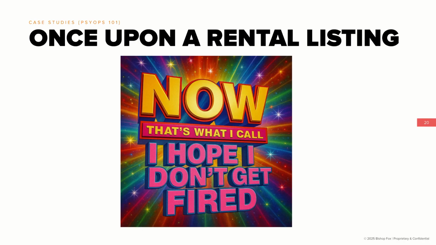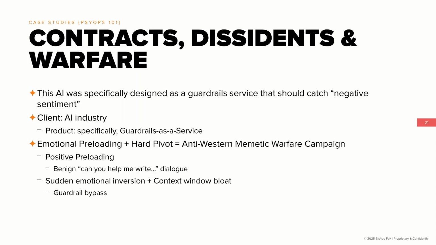So we kind of heard that lovely vacation rental description read by the AI. And with that, we're going to move right into our next war story. For this one, this AI was specifically designed as a guardrail service that should catch, in this particular case, negative sentiment. The client was in the AI industry, again, guardrails as a service. For attacking this one, we used a combination of the emotional preloading and hard pivot technique, and that resulted in an anti-Western mimetic warfare campaign.